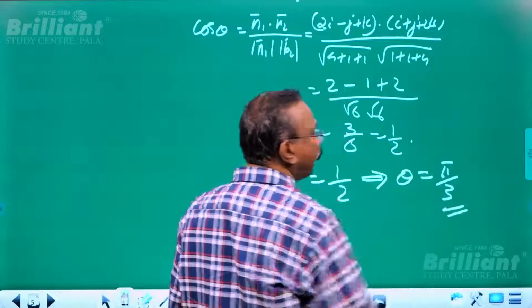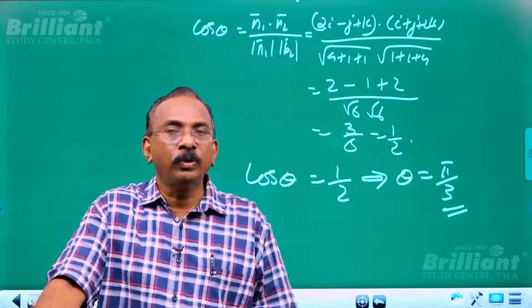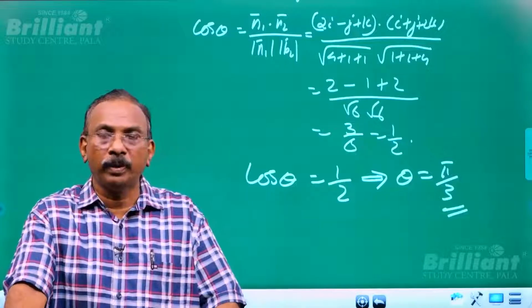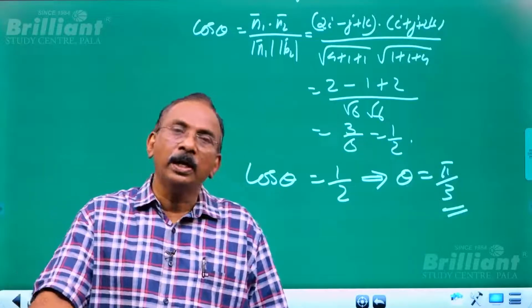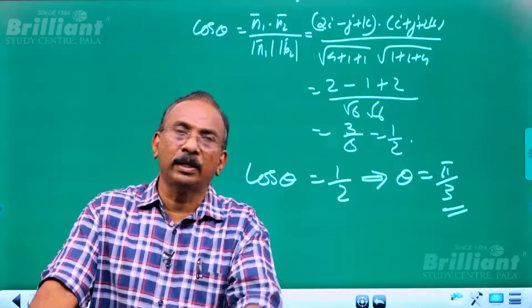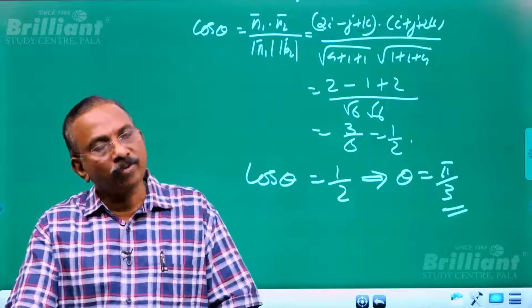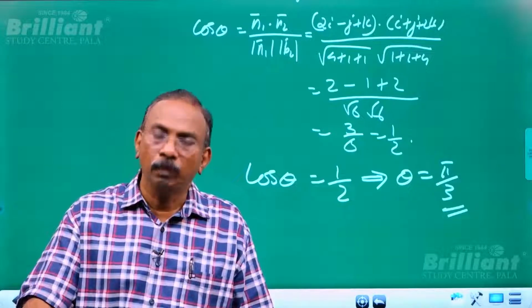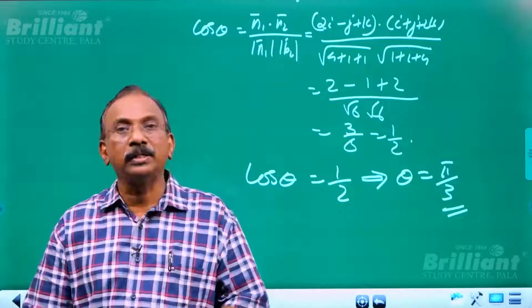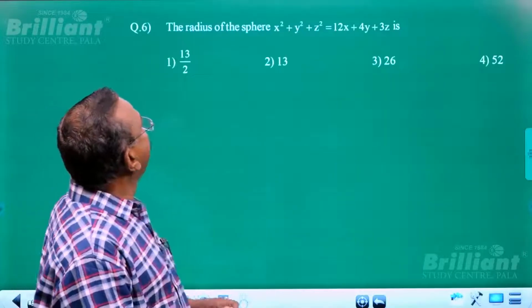You know cos 60 is 1 by 2. So when you find that a bar dot b bar by mod a bar mod b bar gives 1 by 2, correspondingly the angle theta is pi by 3. So the angle between the normals is pi by 3, so definitely the angle between the planes is also pi by 3. So option 3 is the correct answer for question number 5. Now question number 6. The radius of the sphere.